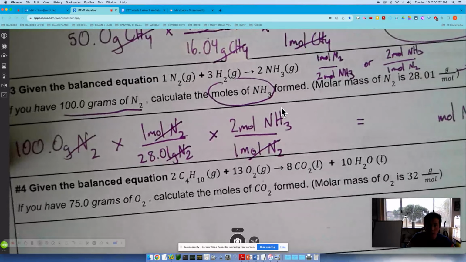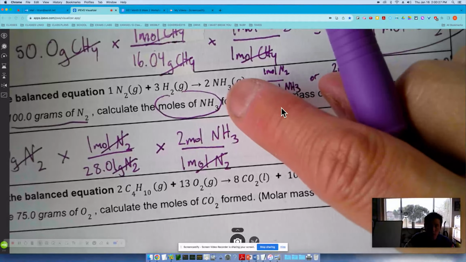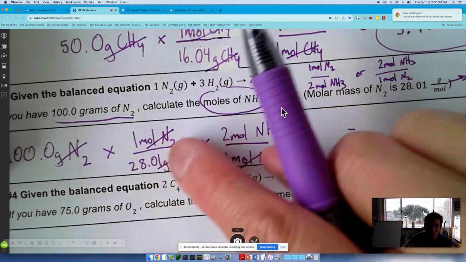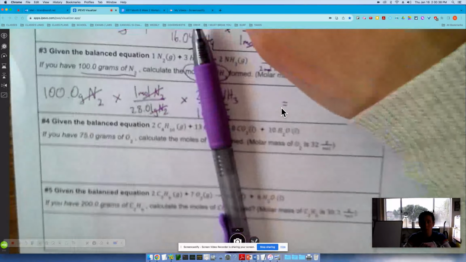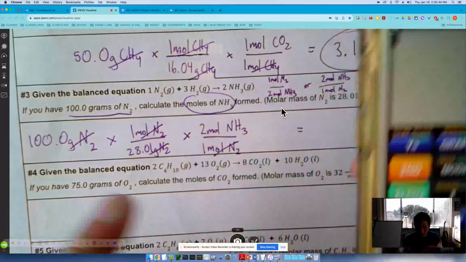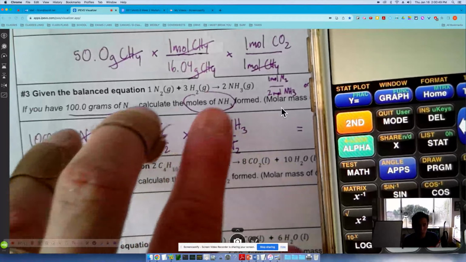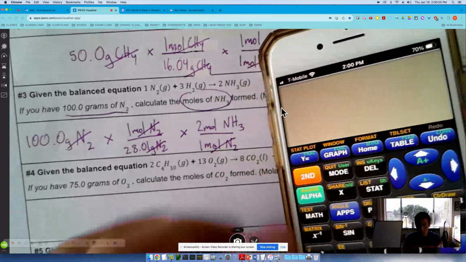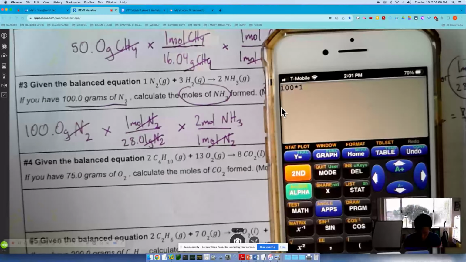The whole point of canceling out is so you only get left over with the units that we wanted. The question was asking for moles of NH3. That's what we want. Look at the last calculation. Everything, all the units were canceled out except this. That means we're good to go for the calculation. So let's go ahead and put this in my calculator. I'm going to take all the numbers in the top, 100, 1 and 2, and multiply those three. 100 times 1 times 2.